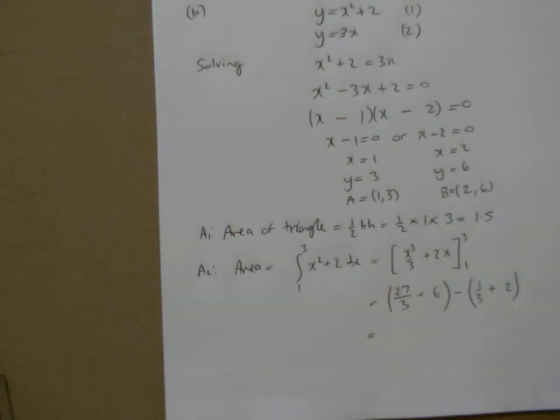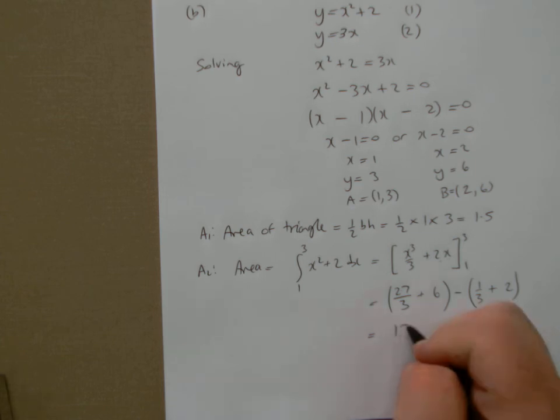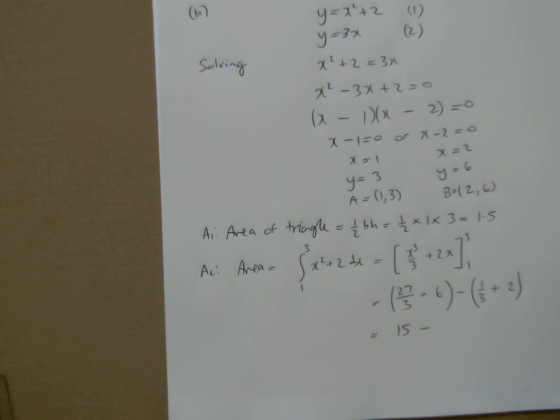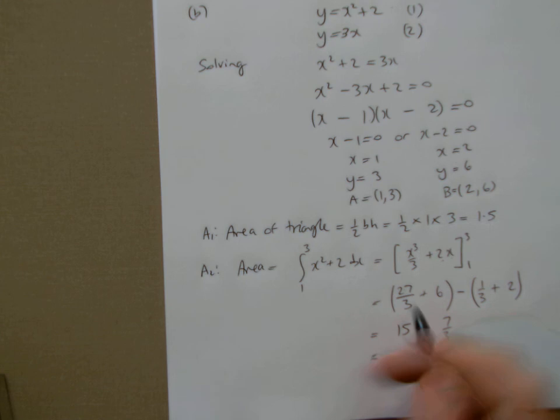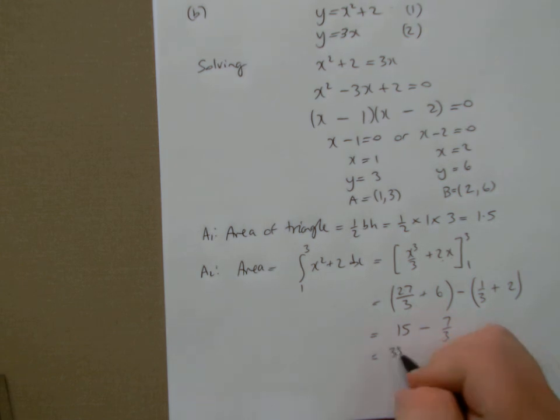So I'll work these out separately on the calculator. So we've got 8 over 3 plus 4, and take away then 1 third plus 2, which is 7 thirds. And we get then that out to be 7 over 3.